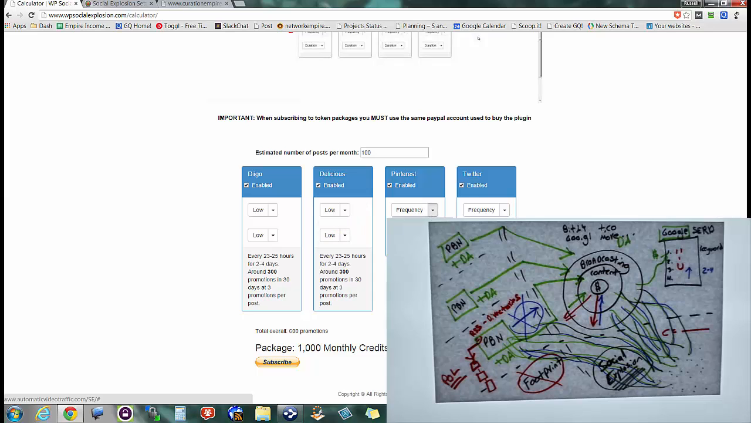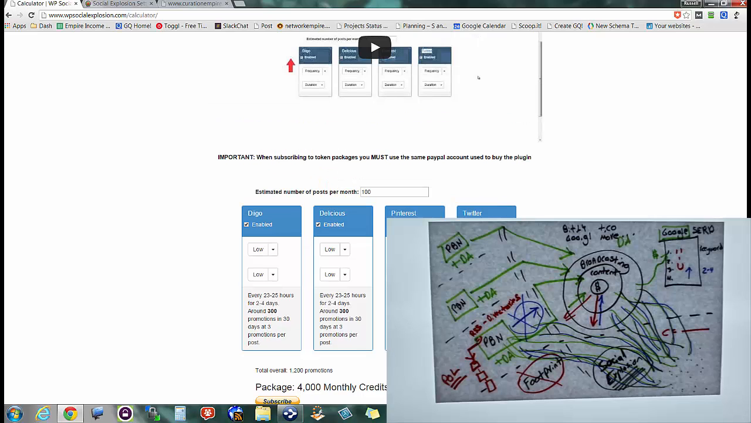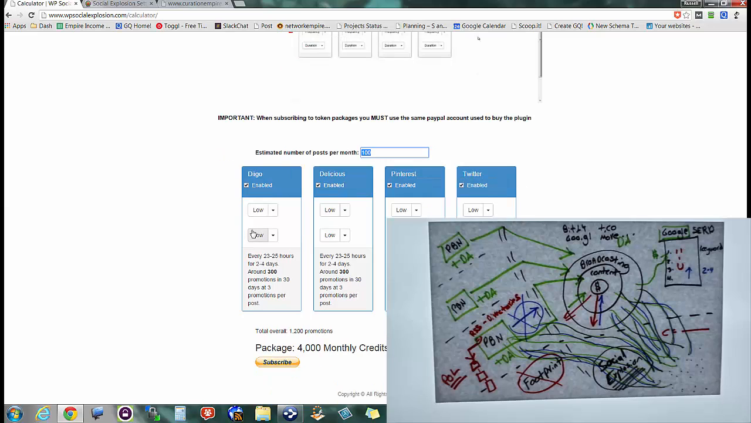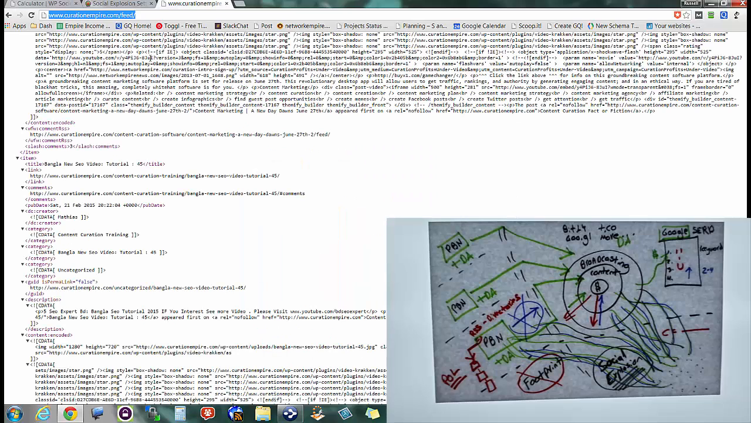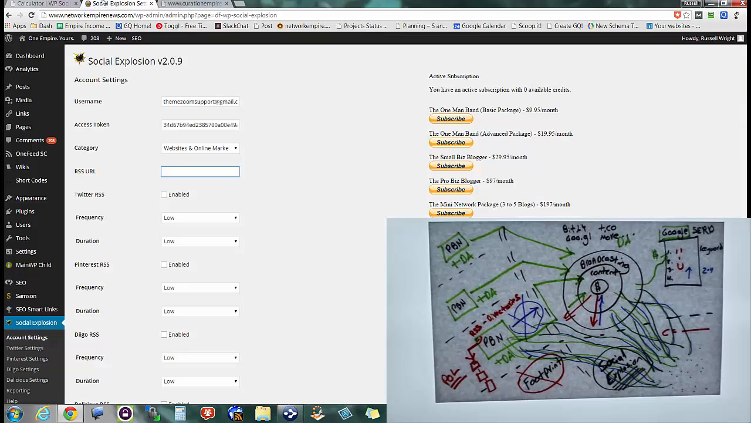Okay, for all of these. Now, if I wanted to be a cheapskate, I could leave Pinterest off if I had no images. But it's telling me already that I need the $97 a month package at the very minimum, just for that one feed. In other words, this one feed, just this feed, because it's got 100 links, as soon as I pull that in there, that's going to chew up almost 1 month's worth of credits.